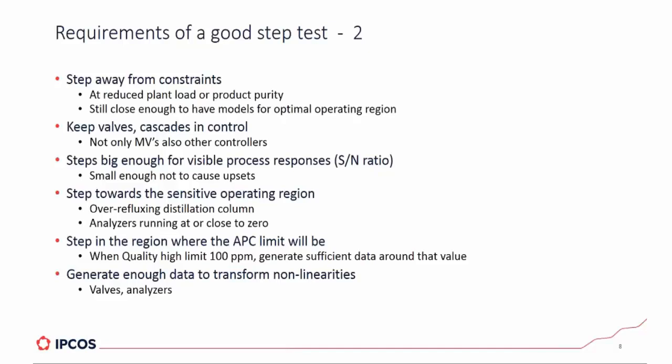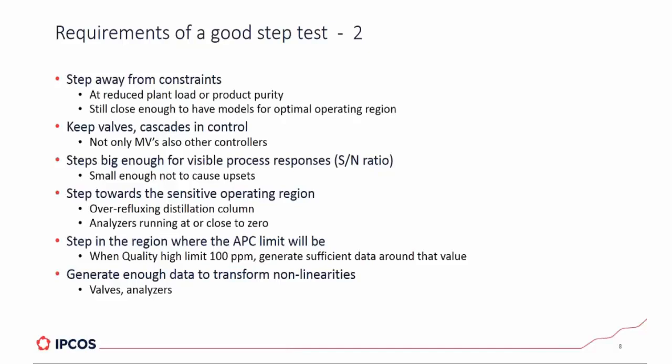But after reducing it for a number of more steps, we suddenly start to see the response that we require in our model. Another example could be analyzers that are running at or very close to zero due to over-purification of the product. The first steps that we will do would be to bring those analyzers into a region where we can actually see something happening.